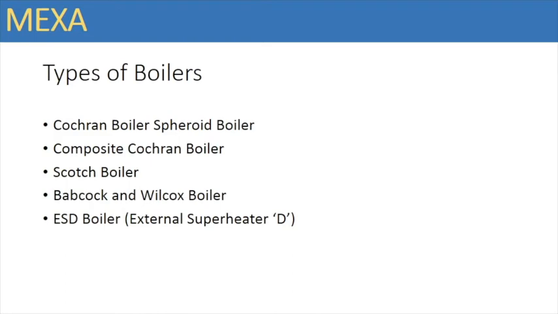Though we talk of boilers as water tube boilers and smoke tube boilers in general classification, various types of boilers exist based on the purpose of application with respect to steam demand and the nature of steam demand. Most prominent types are Cochrane boiler, Scotch boiler, Babcock and Wilcox boiler, external superheater D-type boiler.